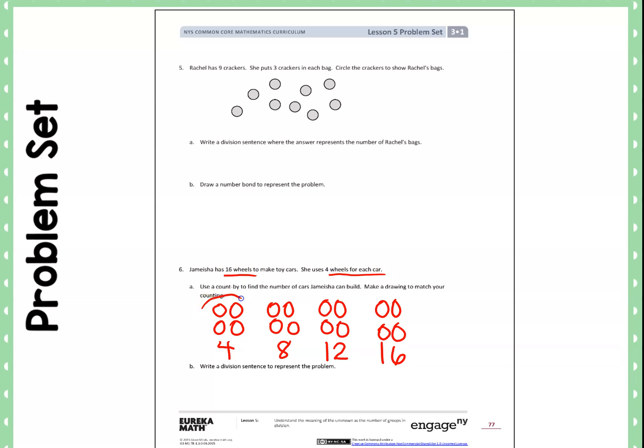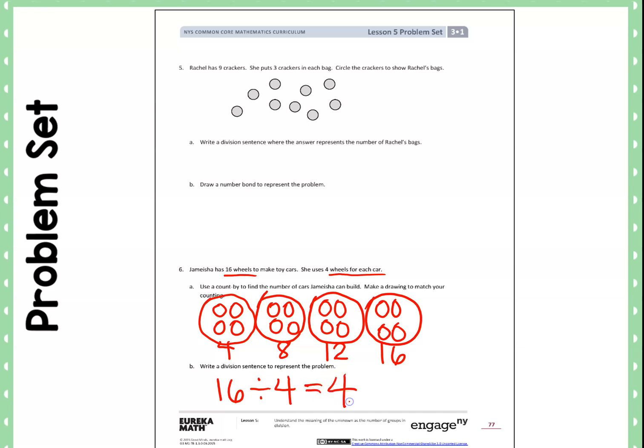So now we need to be able to say how many groups of 4 wheels there are. Well, I just circled 4 groups. So there's 4 groups of 4 wheels each. So for the division sentence, it would be 16 divided by 4. So split into groups of 4 equals 4. Okay, very good job, friends.